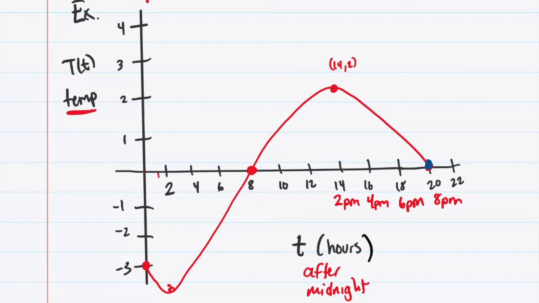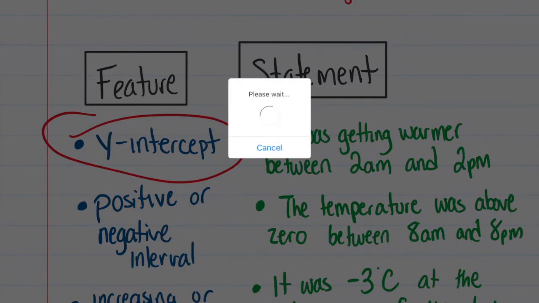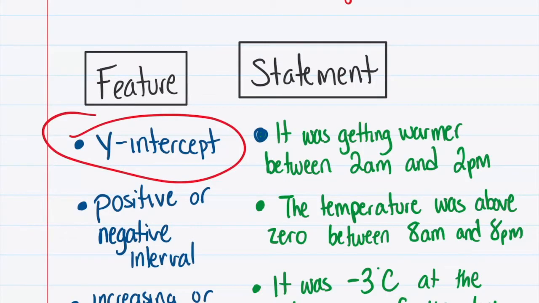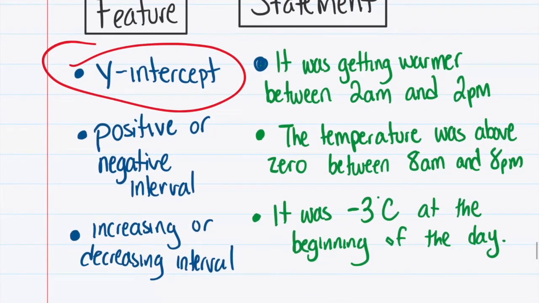The y represents temperature. So if you're at 0, how much time has passed since midnight? 0 hours. So what time is it right now? It's actually midnight. So which statement best matches that idea? Is it was getting warmer between 2 a.m. and 2 p.m.? Or the temperature was above 0 between 8 a.m. and 8 p.m.? We don't care about those things. It was -3 degrees Celsius at the beginning of the day.